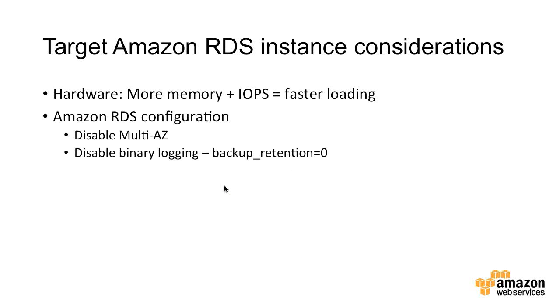Disable multi-AZ on the RDS configuration. Disable binary logging, which is basically saying that the backup retention is 0. So don't take any backups on the slave. Your load operation will be very fast if there is no binary logging happening.